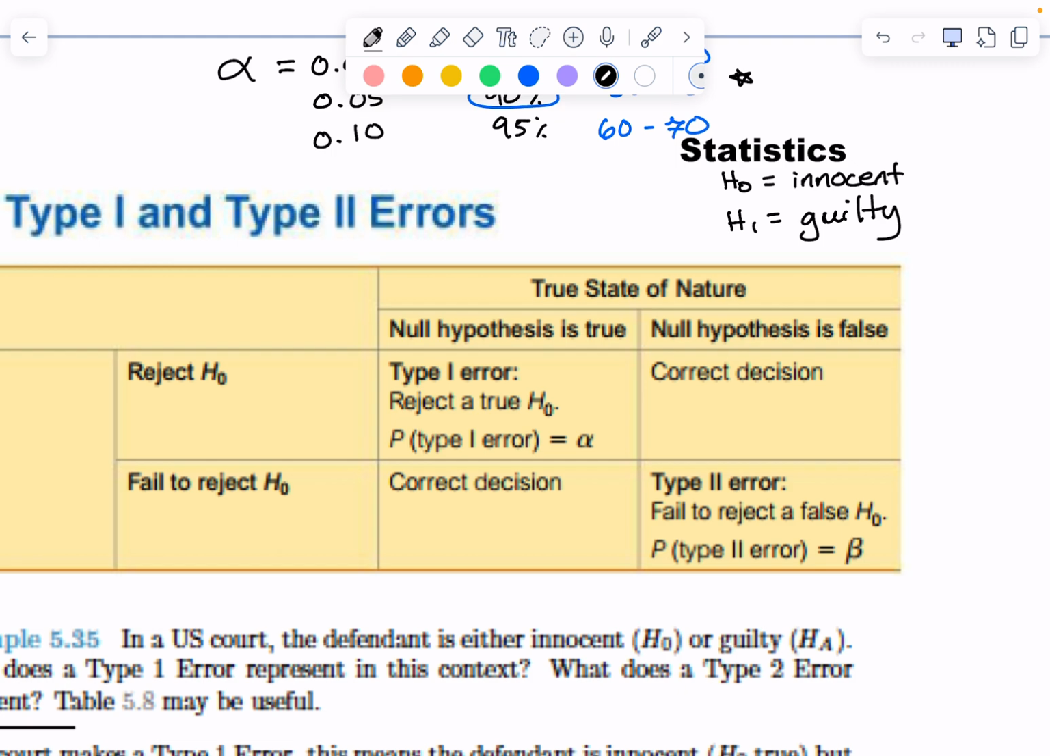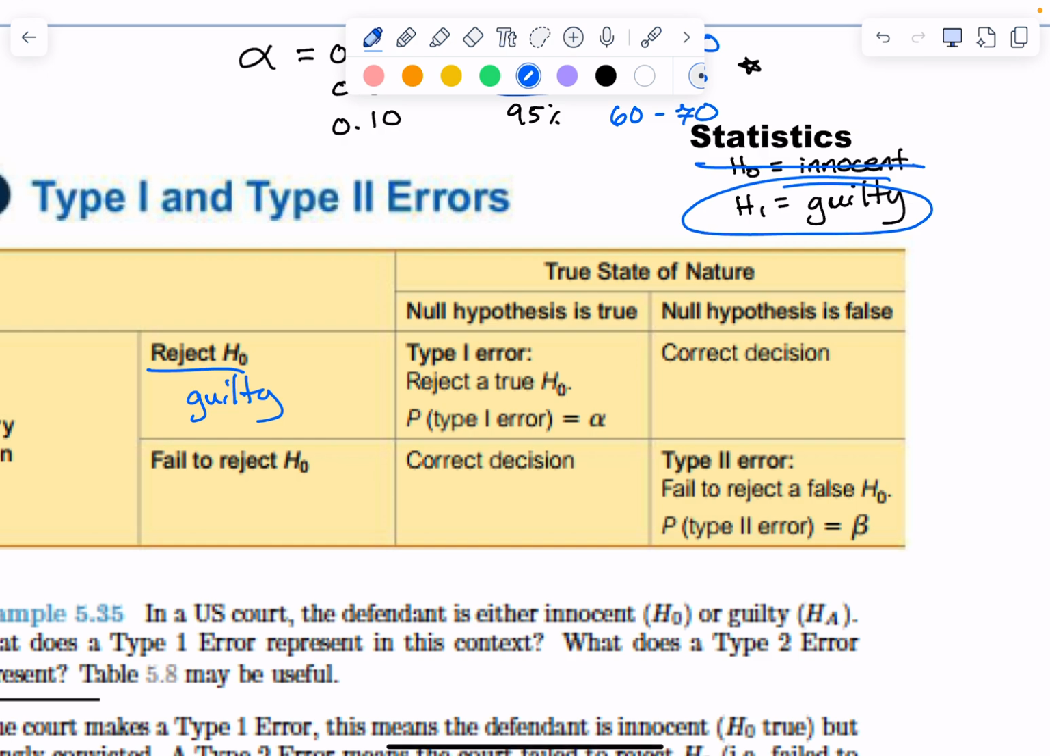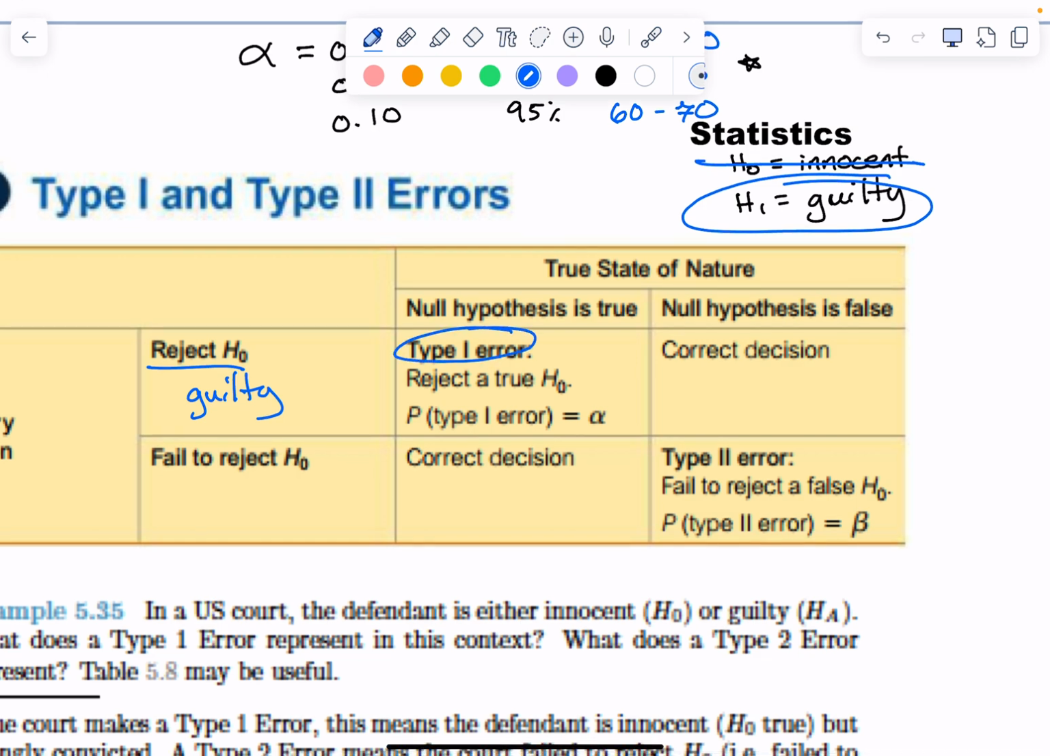This is my example that's going to go with this box. So I'm going to use this to explain this box a little bit. So let's say H0 is innocent, H1 is guilty. Okay? If I reject the null hypothesis, if I reject this one and circle this one, that means you are guilty, right? Rejecting the null hypothesis means that you would be guilty. A type 1 error would be saying that you are guilty when you are actually innocent. That would be a type 1 error.